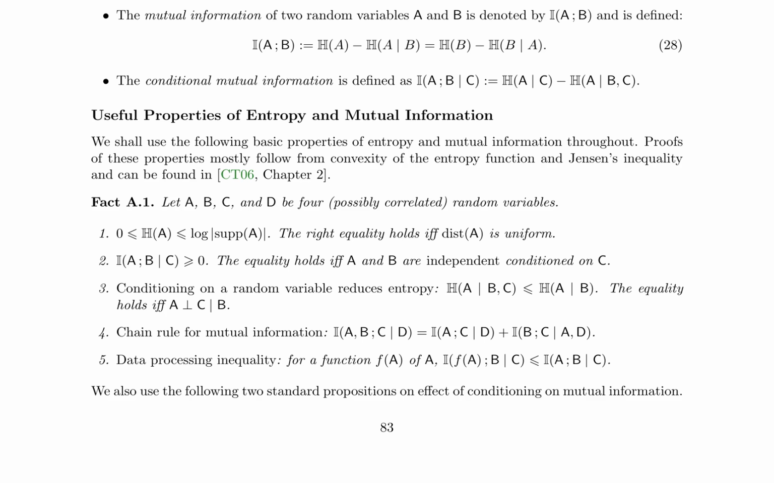These properties and definitions provide a foundation for understanding the information-theoretic concepts used in the thesis. They are crucial for analyzing the relationships between random variables and are used throughout the thesis. The proofs of these properties can be found in the text by Cover and Thomas, CT06.